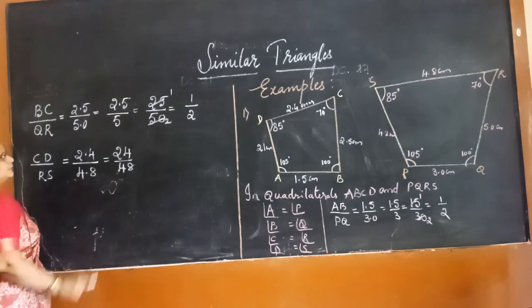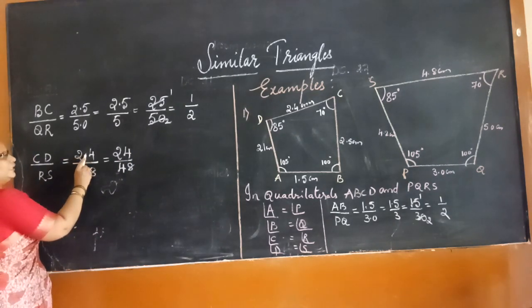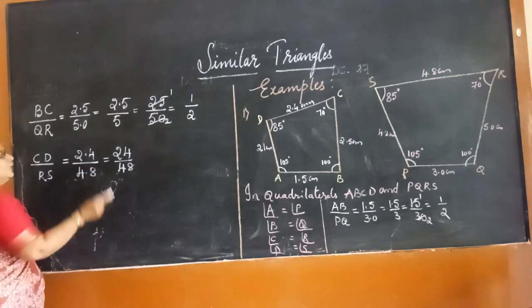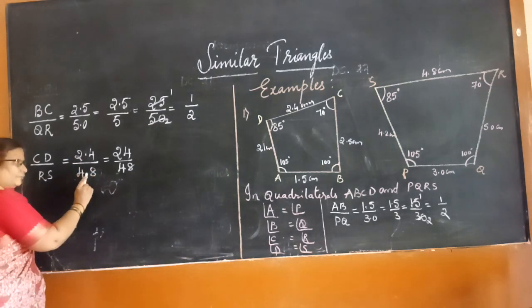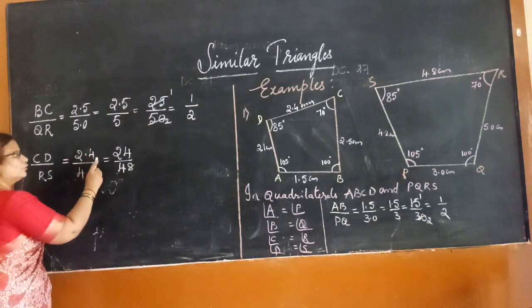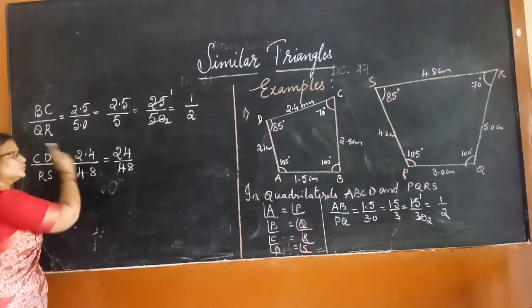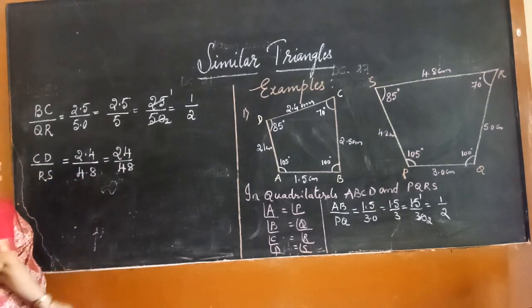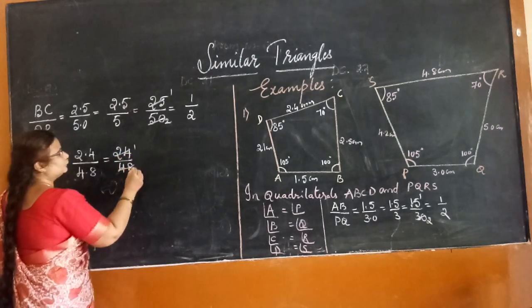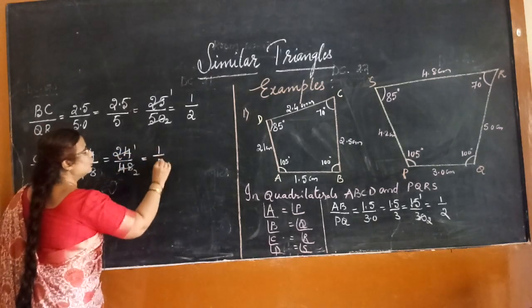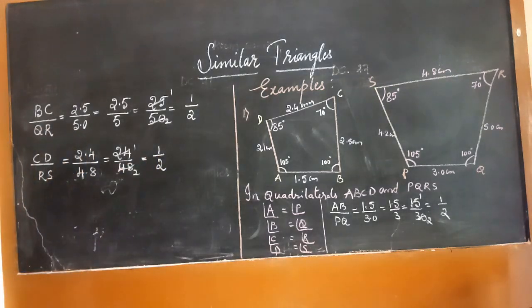Why did I do this? If you remove the decimal point here, you have to place 10 in the denominator. Again in the denominator, there is one place after the decimal digit, so you can place 10 in the numerator. Those two zeros get cancelled and it is left with 24 by 48. So 24 ones are 24, 24 twos are 48. Therefore the ratio is 1 by 2.